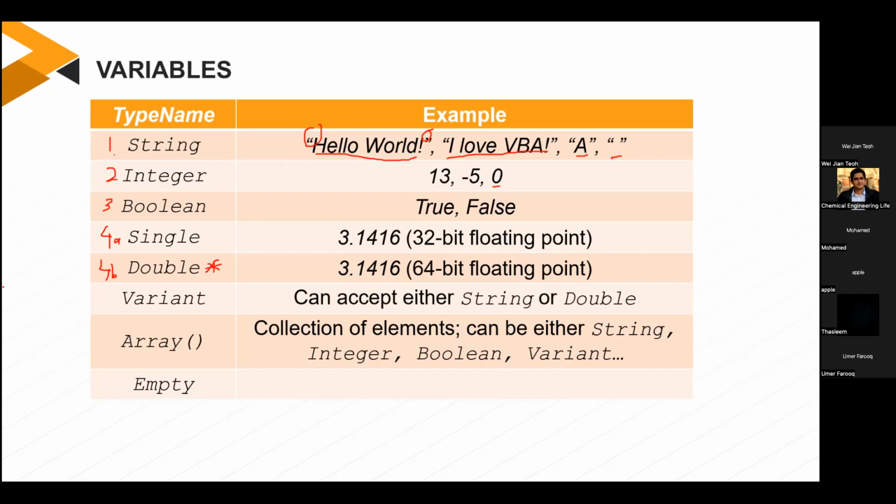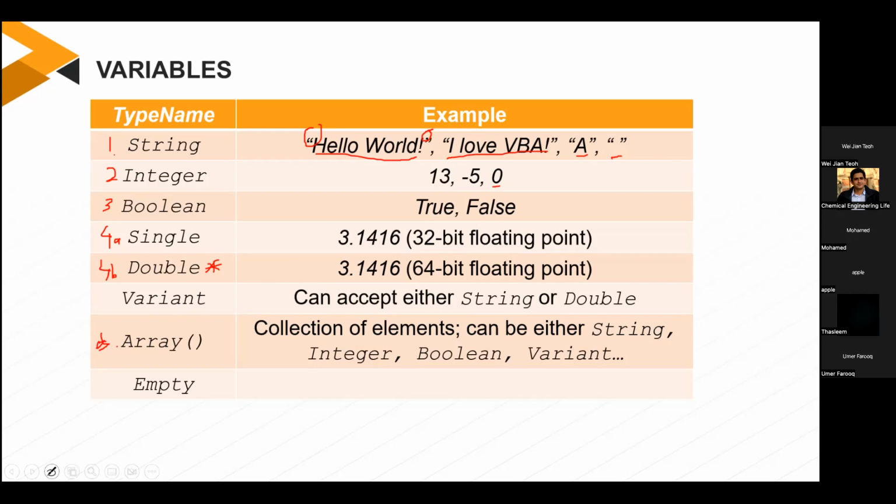Finally, we have a variant, which can accept either string or double. So in case you have no idea whether that variable is going to be a text or a number, you can just leave it as variant. And later on, Excel will choose for you when it comes to putting the numbers or values in the variable. Then we have an array, which is a collection of elements. This is similar to an array or matrix in MATLAB, if you know MATLAB, right? It's very similar to that case. I would say it's more advanced than what we are going to cover today, so today we are going to skip array.